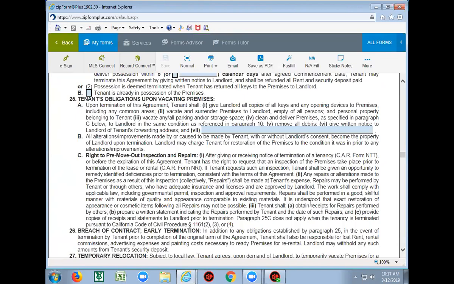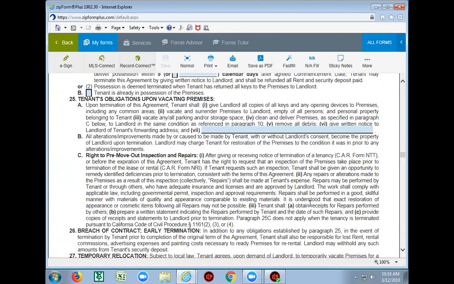So suppose give landlord all copies, all keys, and any opening device to premises, including any common area. 2. Vacate and surrender premises to landlord empty of all persons and personal property belonging to tenant. So you cannot leave the trash or anything; trash still belongs to tenant. When I deliver to you, it's vacant. For the empty unit, you have to return it as an empty unit. Vacate any parking and or storage space, same thing.